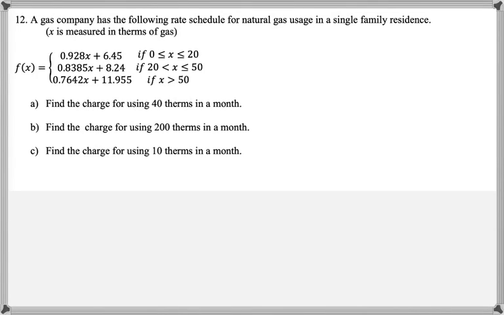A gas company has the following rate schedule for natural gas usage in a single-family residence. X is measured in therms of gas. So we have our piecewise function right here, and part A says find the charge for using 40 therms in a month. So 40 therms is between 20 and 50, which means we want to use this function.